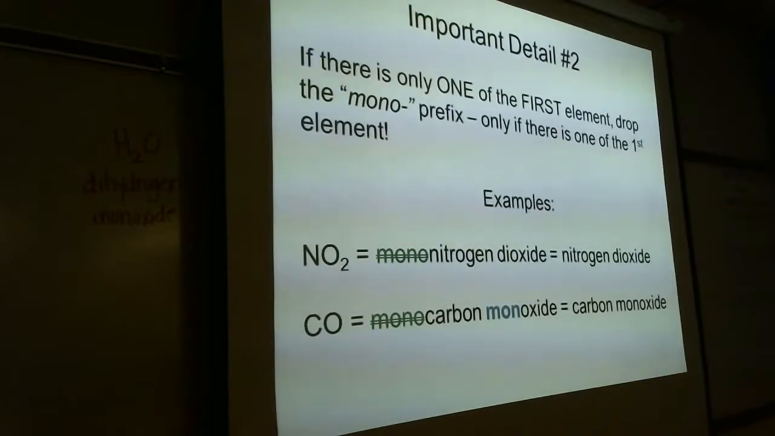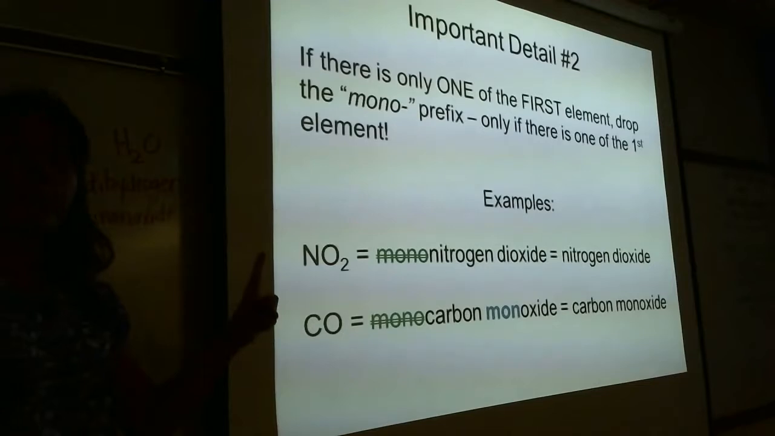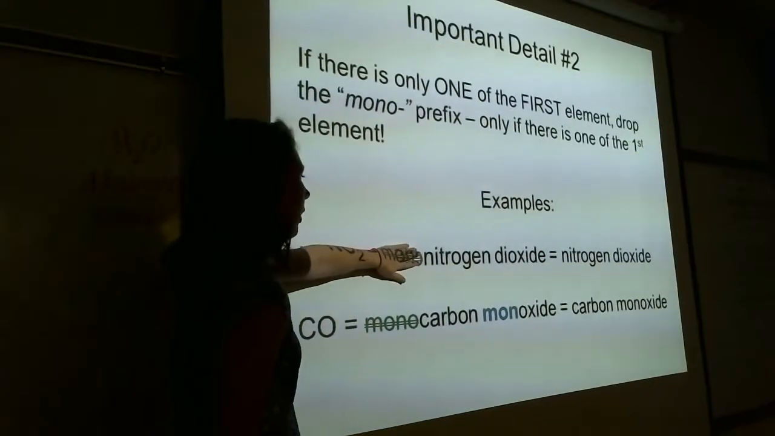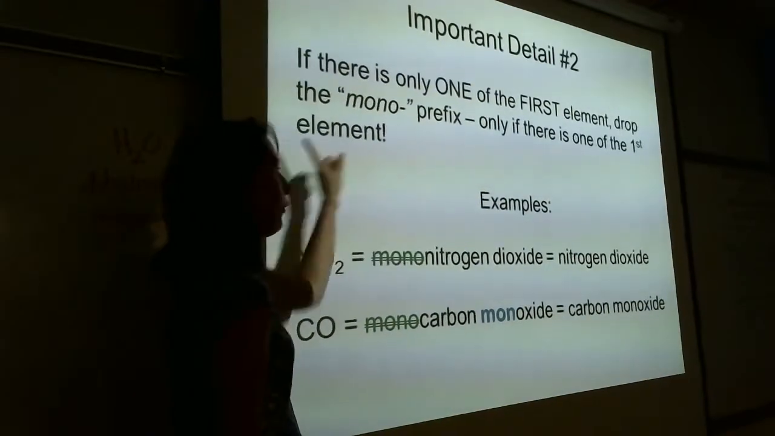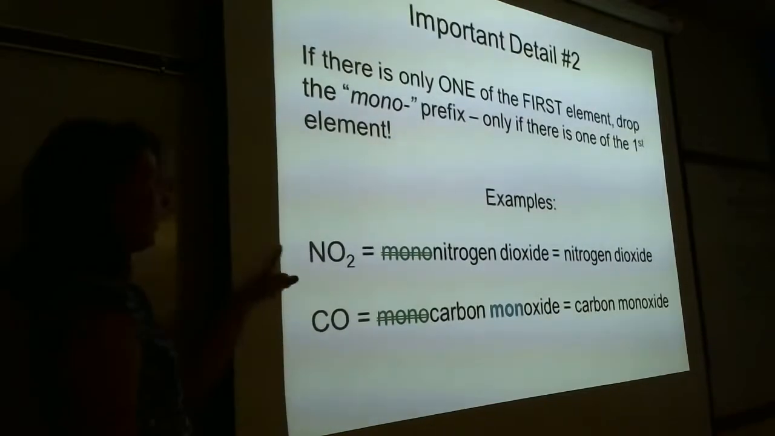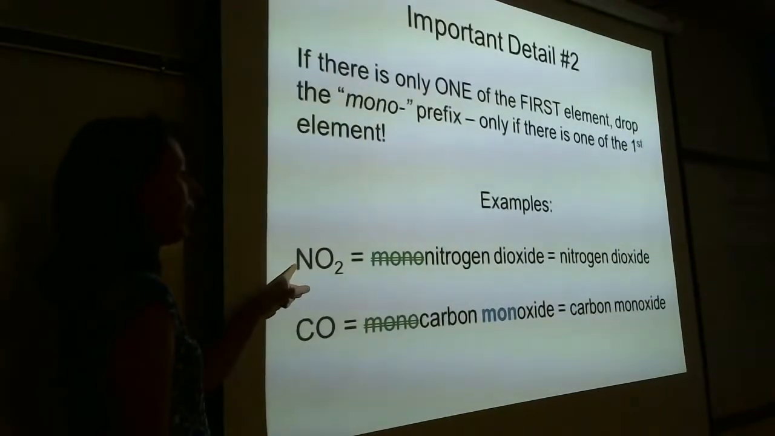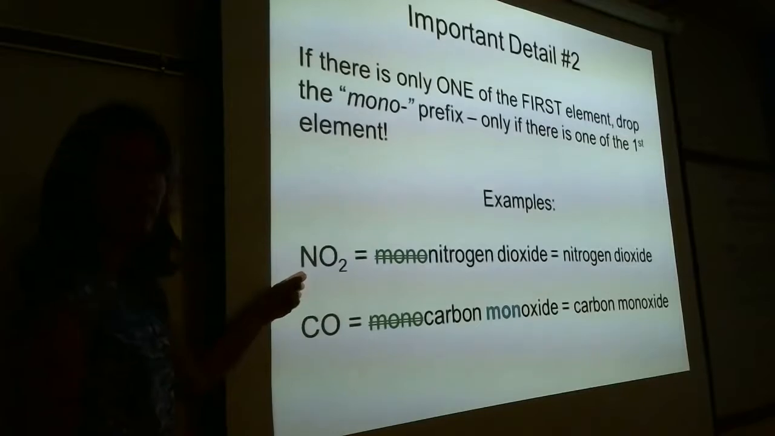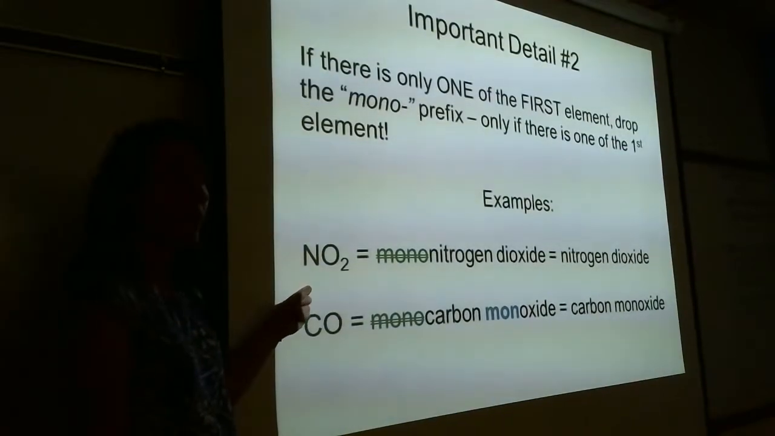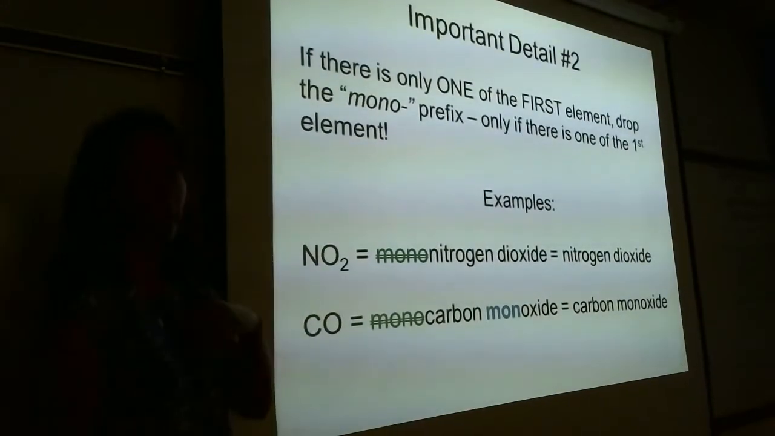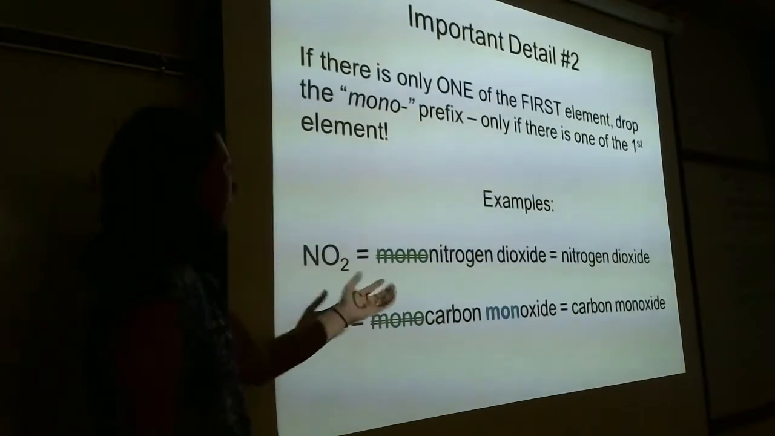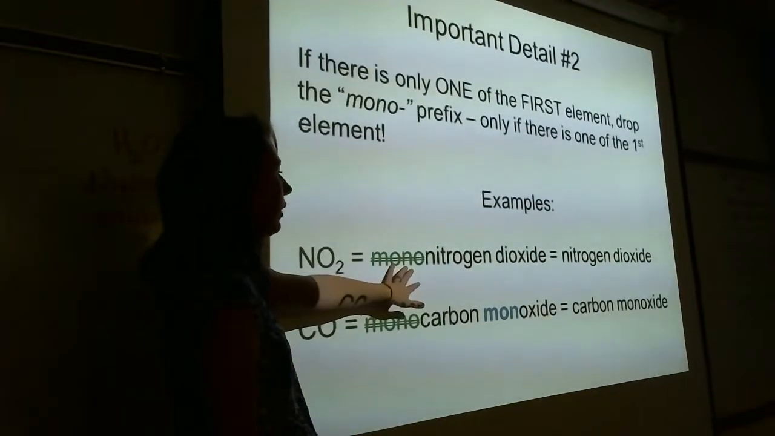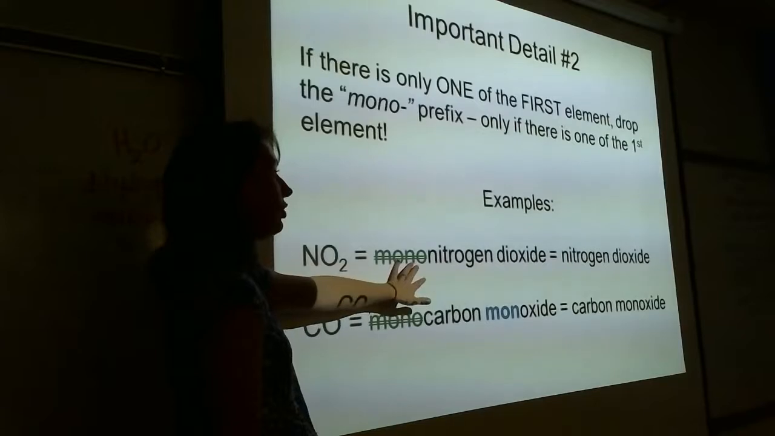Okay, here's another important detail. If there's only one of the first element, we drop the mono, only if it's the first element. Okay, so for instance, NO2 is nitrogen dioxide. Think about CO2, that's carbon dioxide, right? It's not monocarbon dioxide, it's just carbon dioxide. Same thing here. It's not mononitrogen dioxide, it's just nitrogen dioxide.